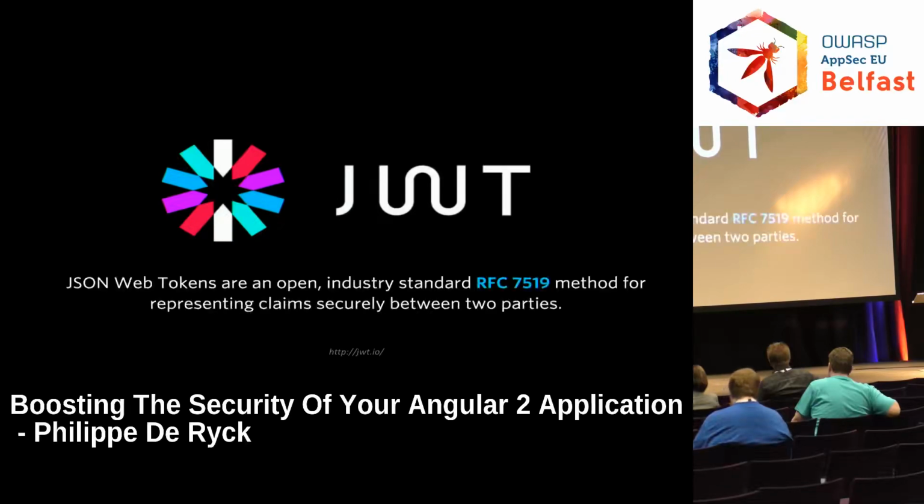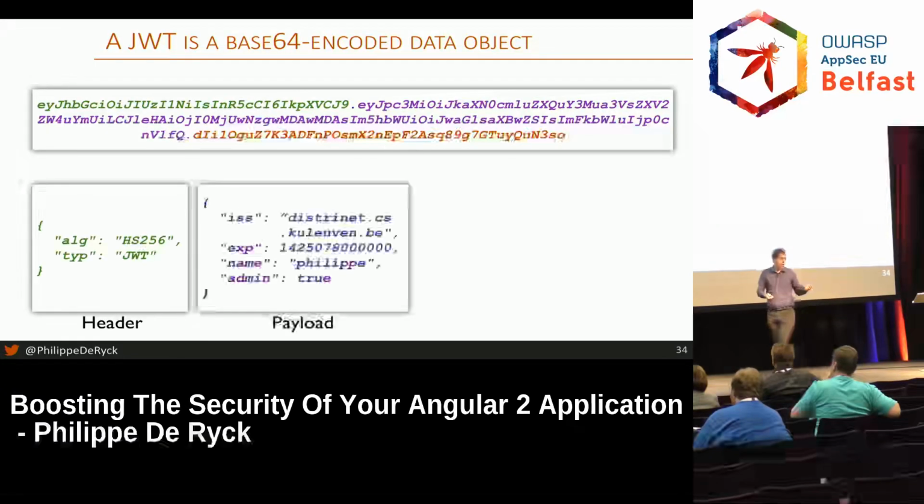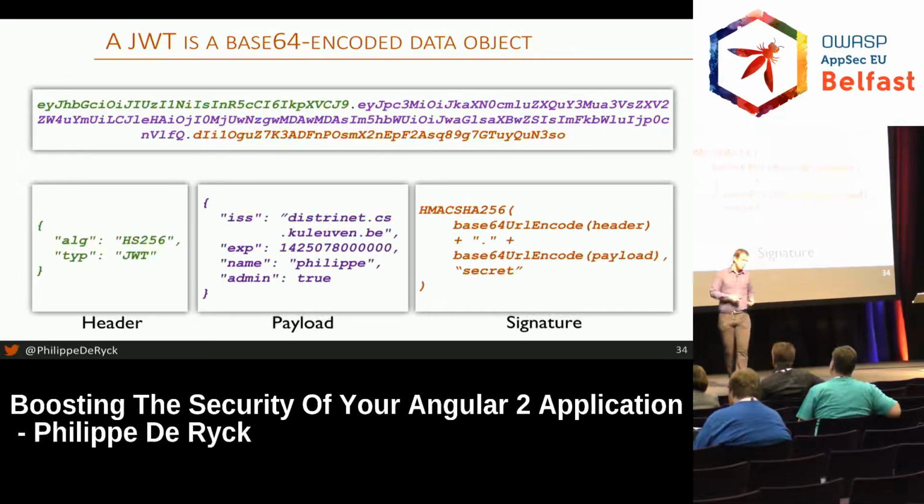So JWT tokens. Officially, they're an open industry standard for representing claims securely between different parties. Essentially, what it comes down to is a JWT token looks like this. It's 3 different parts. If you split it up, you have a header, a payload, and a signature. In essence, it's JSON, so it's easy to process with JavaScript. Great. And it has some kind of a signature.